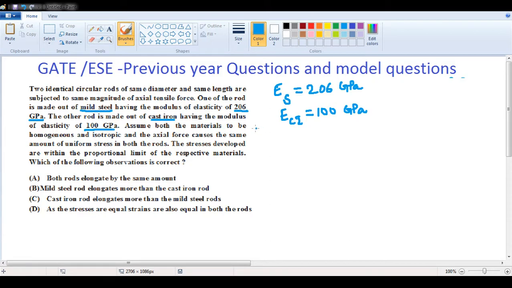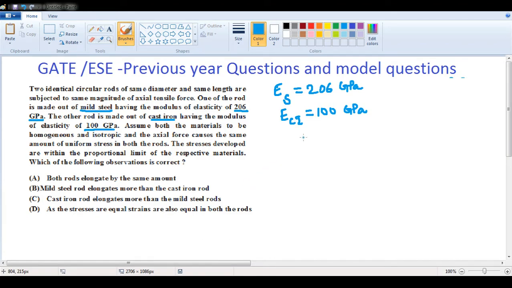Assume both the materials to be homogeneous and isotropic, and the axial force causes the same amount of uniform stress in both rods. The stresses developed are within the proportional limit of the respective materials. Which of the following is correct? First option, both rods elongate by the same amount. Mild steel rod elongates more than the cast iron. Cast iron rod elongates more than the mild steel rod. As the stresses are equal, strains are also equal in both.